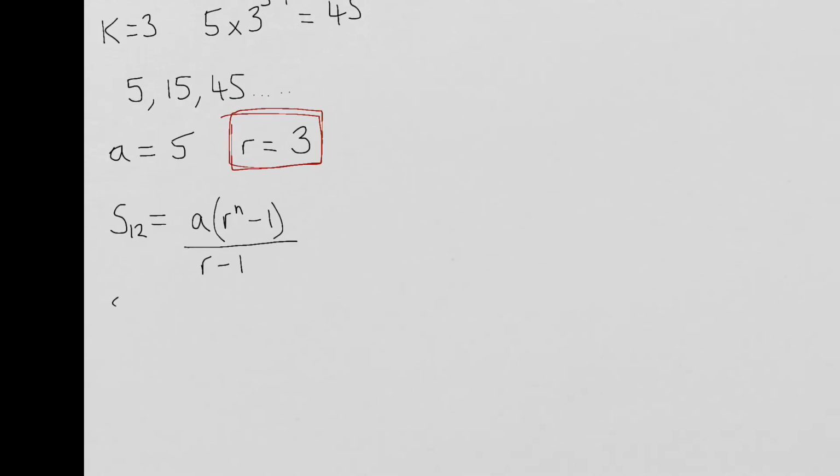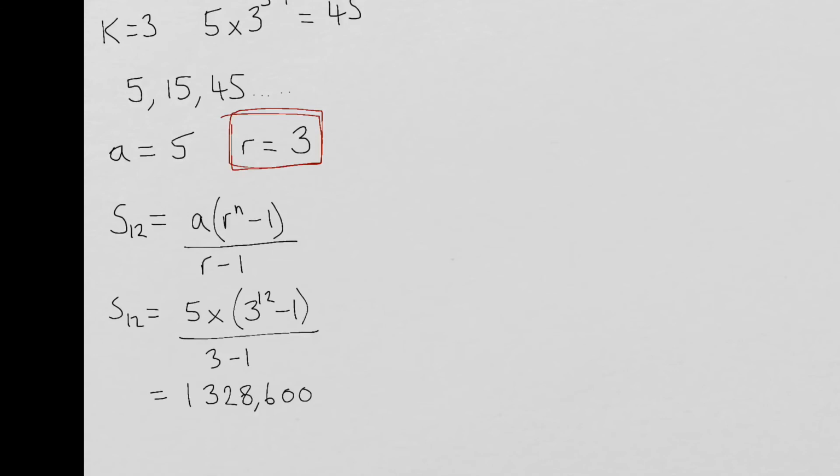So let's substitute my values in. So I've got 5 times by 3 to the power of 12, take away 1, all over 3 subtract 1. So when you put that into your calculator, you should hopefully come out with 1,328,600. So that's the sum of the first 12 terms.